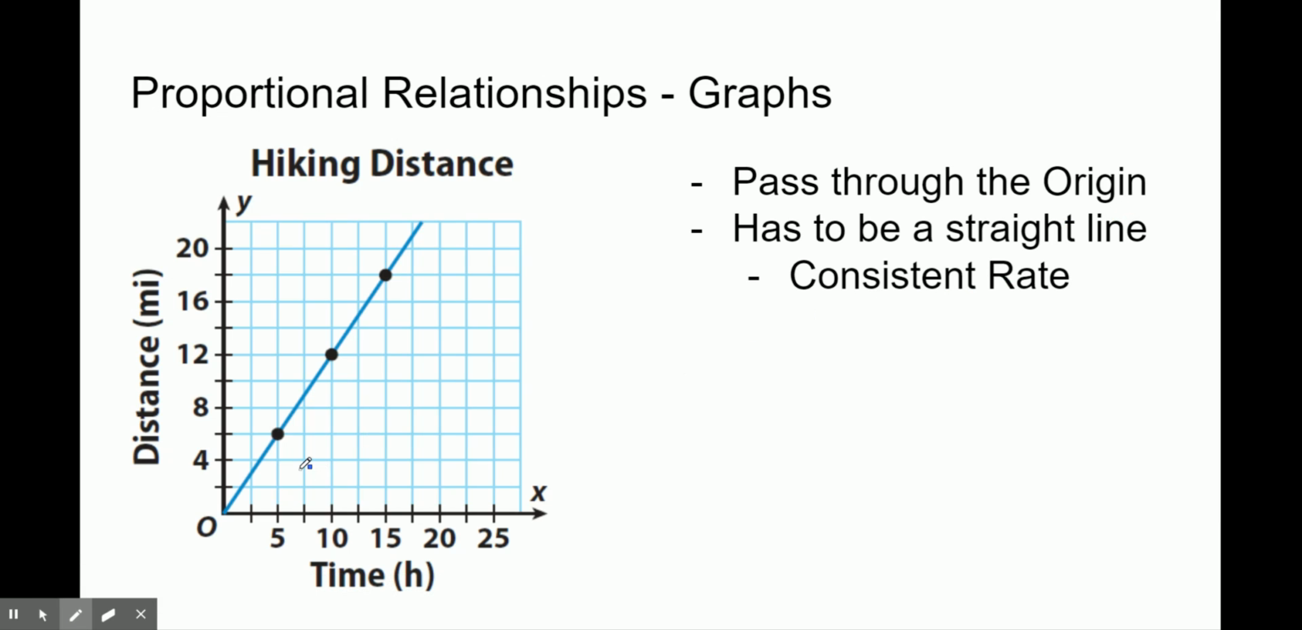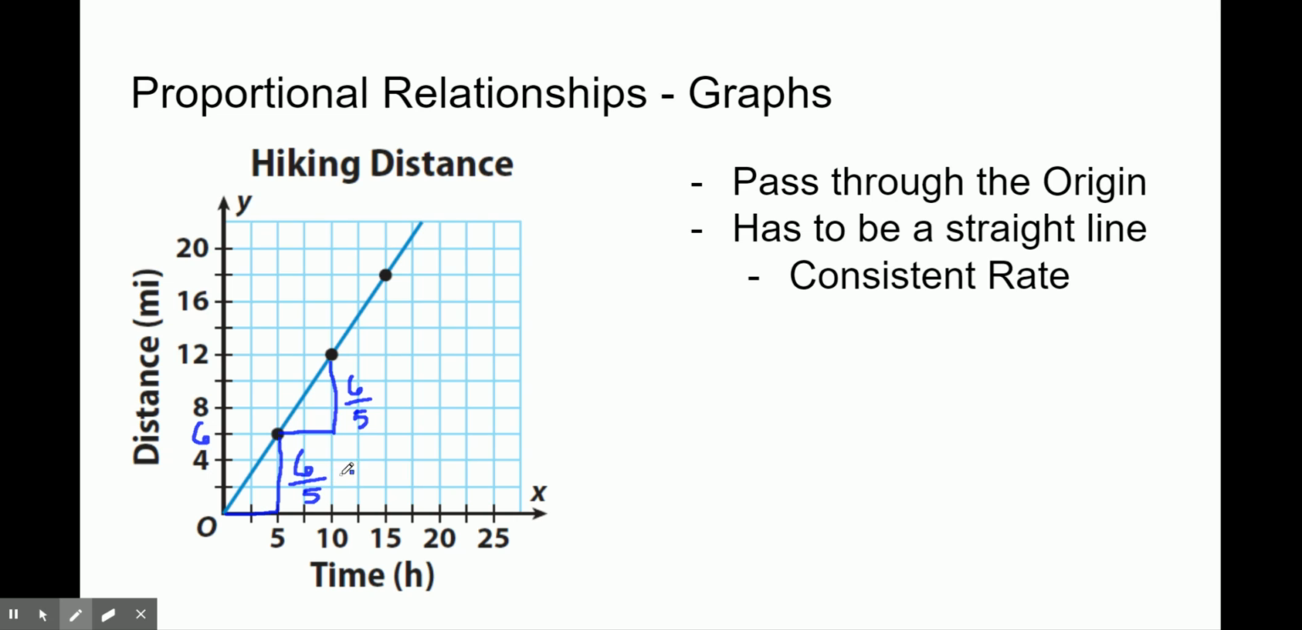rate. So if we look at this graph here, we're looking at hiking distance, and the amount of time is our x value, and the distance we've gone would be our y value. So again, this rate has to be consistent. So in 5 hours, we've hiked 6 miles. So this would be a rate of 6 miles in 5 hours. Okay, in the next 5 hours, so from 5 to 10, we've gone another 6 miles. So 6 miles in 5 hours again.